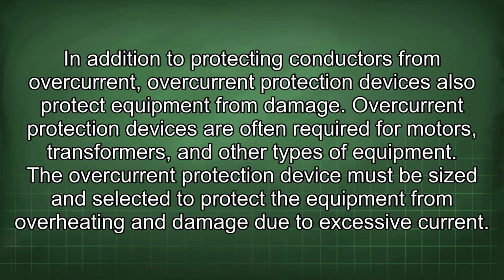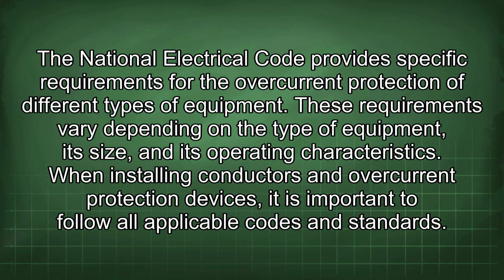In addition to protecting conductors, overcurrent protection devices also protect equipment from damage. Overcurrent protection devices are often required for motors, transformers, and other types of equipment. The overcurrent protection device must be sized and selected to protect the equipment from overheating and damage due to excessive current. The National Electrical Code provides specific requirements for the overcurrent protection of different types of equipment. These requirements vary depending on the type of equipment, its size, and its operating characteristics.